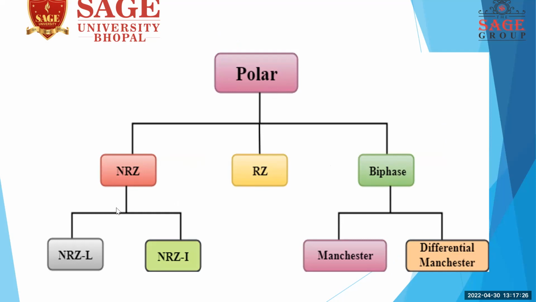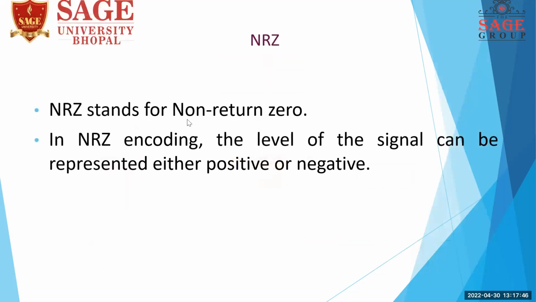NRZ is again split into parts, NRZ-L and NRZ-I. And the biphase is again split into Manchester and differential Manchester. So in this lecture we discuss NRZ-L and NRZ-I. So move further. And what is NRZ? NRZ stands for non-return to zero.